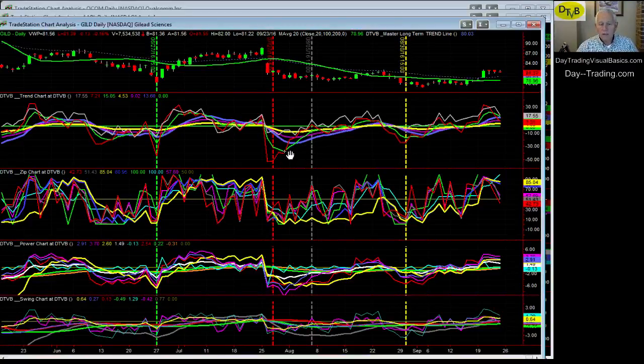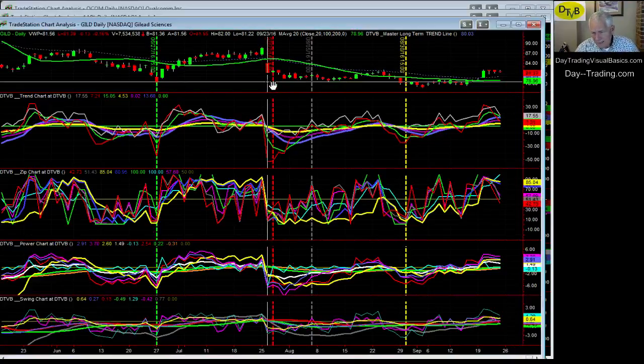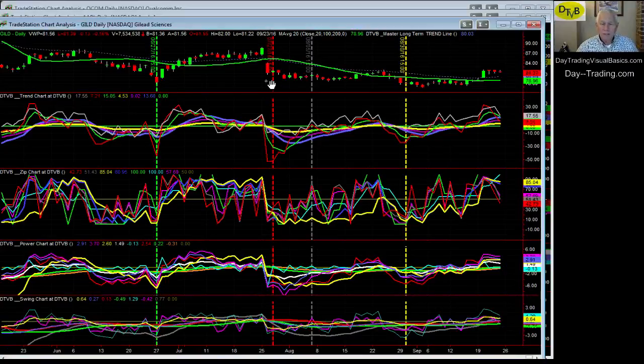Well, it's a case of you're looking at the trend chart where trend red is going above green in the trio, and you're not looking at the zip chart where you had 4 red peaks. Or you're not looking at the fact it dropped down. It was at 88.85 and it ended the day at 81.